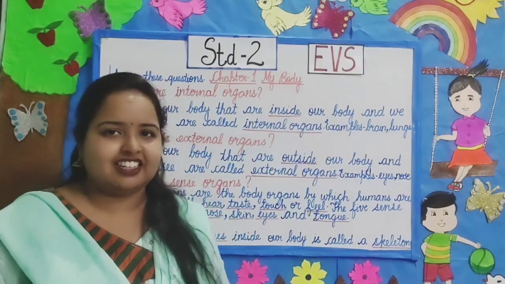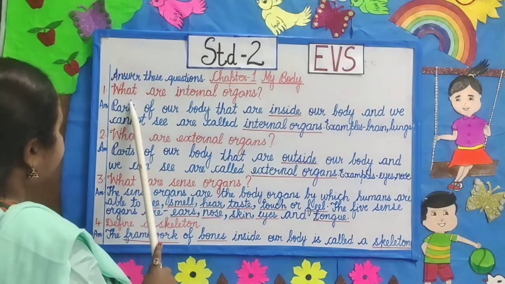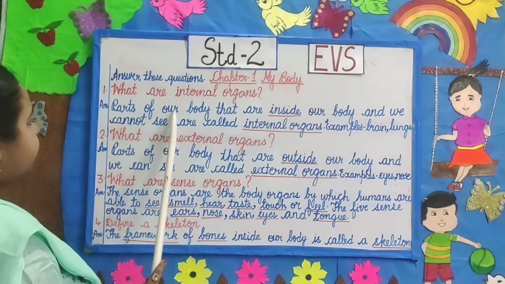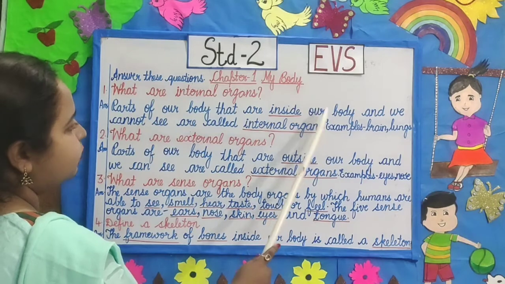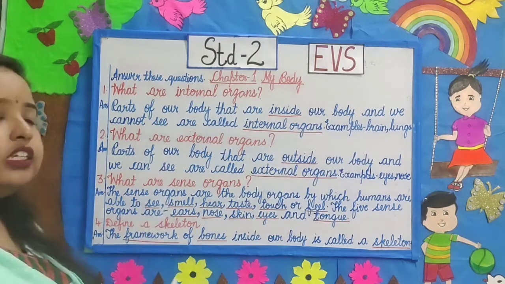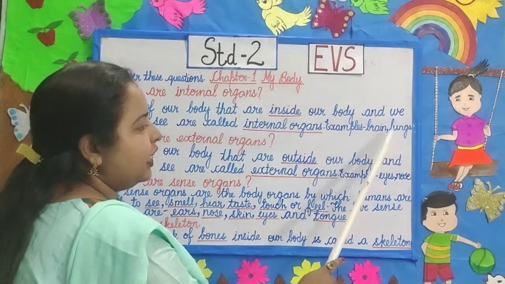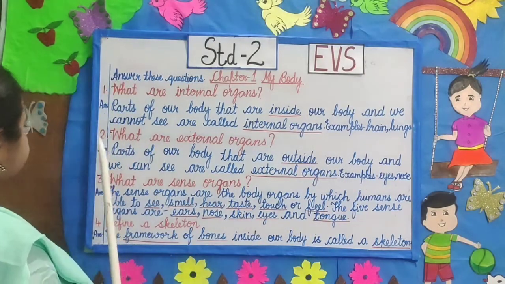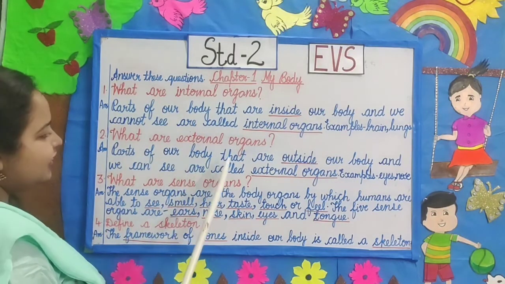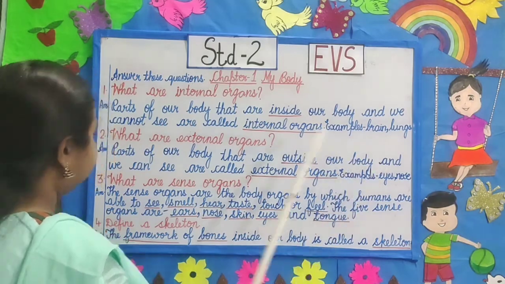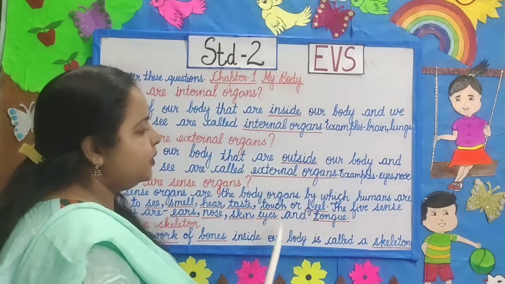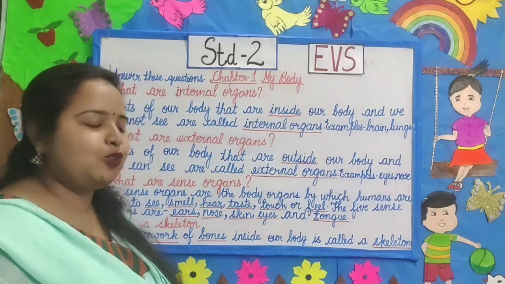So, let's start. Question number 1. What are internal organs? Answer. Parts of our body that are inside our body and we cannot see are called internal organs. Examples: brain and lungs. Question number 2. What are external organs? Parts of our body that are outside our body and we can see are called external organs. Examples: eyes and nose.